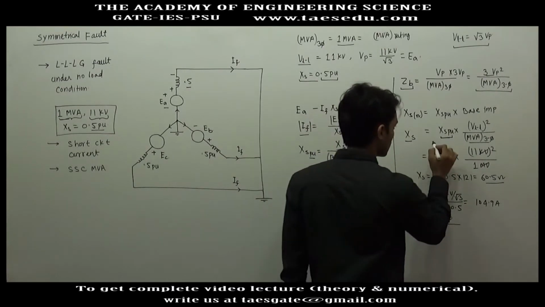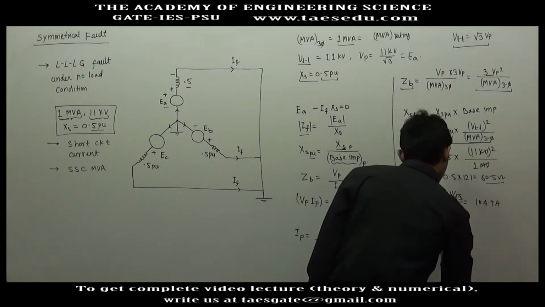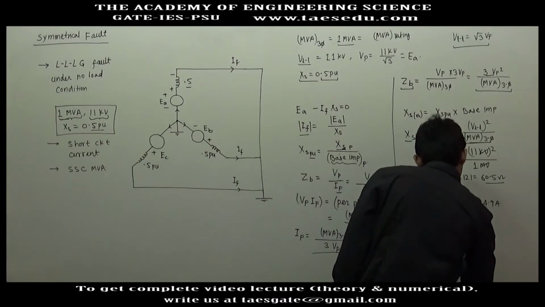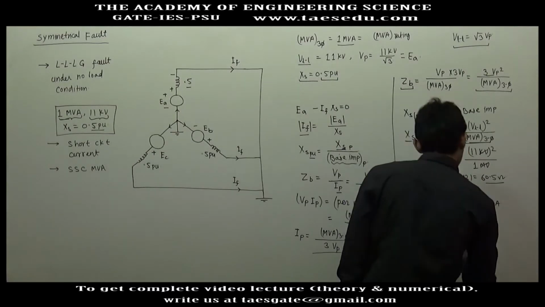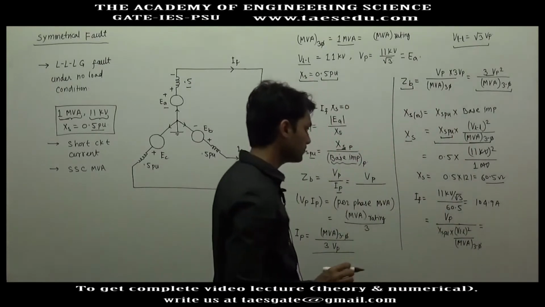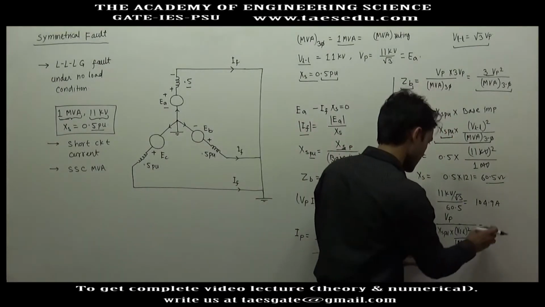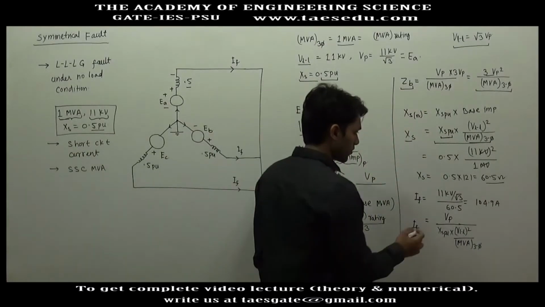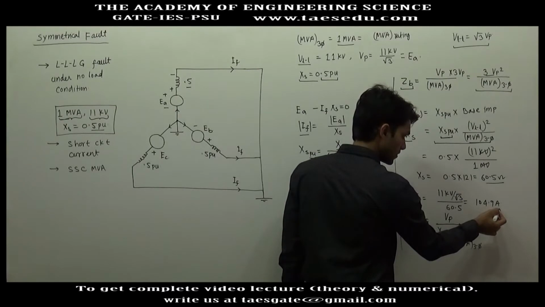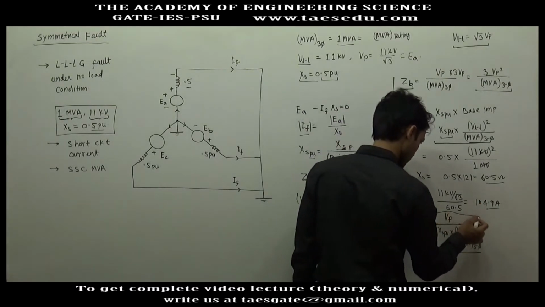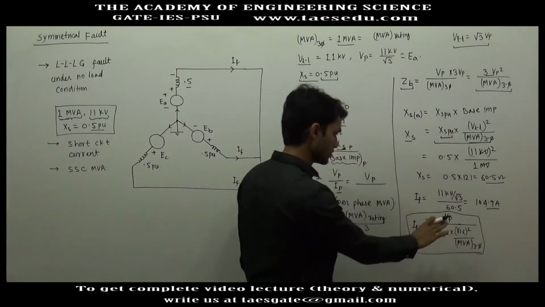And what is per phase impedance? This is XS PU into VLL square divided by 3 phase MVA. Okay, let it be as it is. So the fault current is 104.9 ampere, and this is in terms of variables. You don't need to remember this, I'm just going to use it.